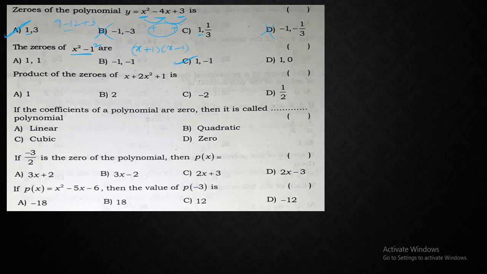Next, product of the zeros. What is the formula for the product of the zeros? Product of the zeros is nothing but the constant term divided by the x square coefficient. So the constant term is 1, and the x square coefficient is 2. Be careful: whenever you are doing a problem, first write it in standard form. What has he given? 2x square plus x plus 1. This is the given polynomial.